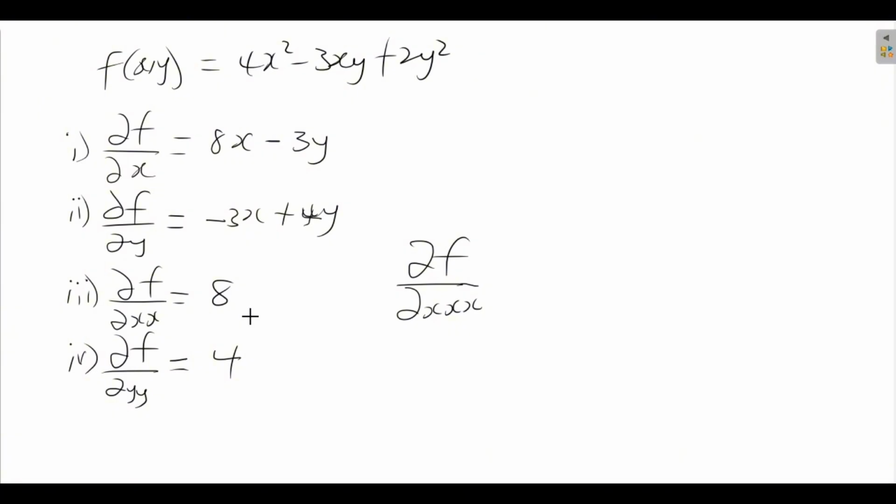And so now I believe that you are an expert. You can take the partial derivative with respect to any variable of any function that is given.